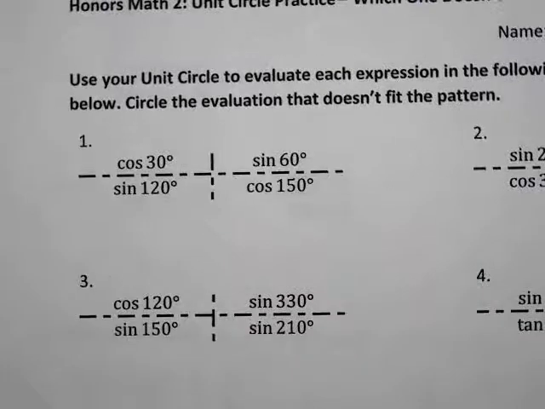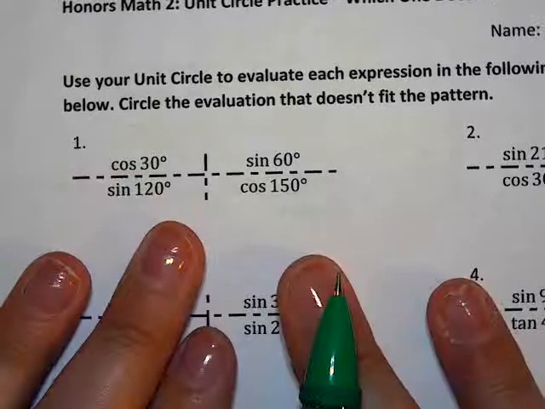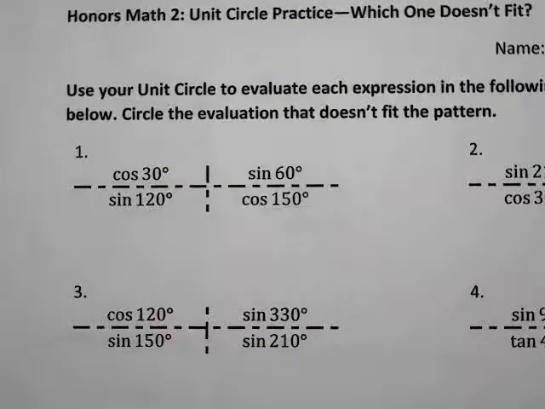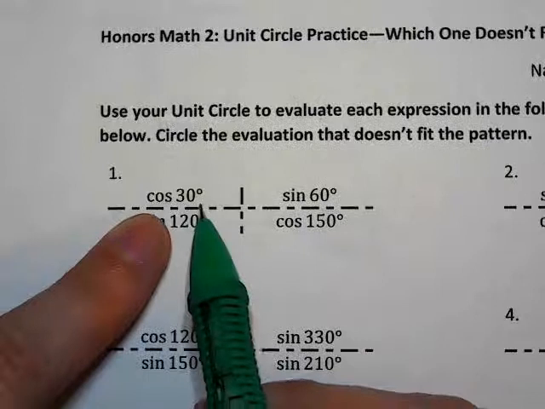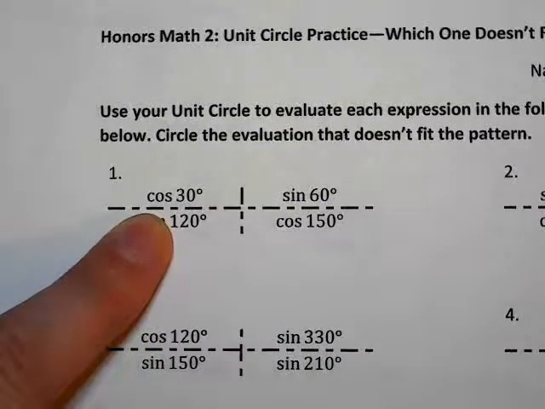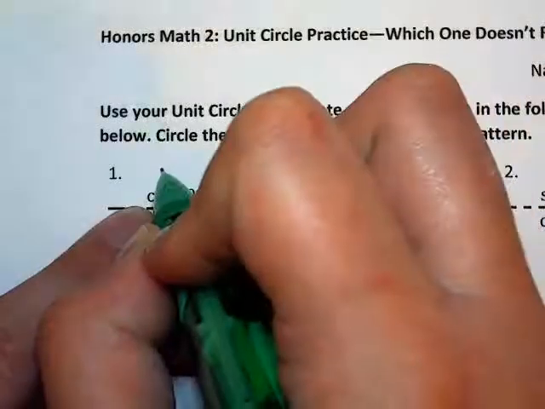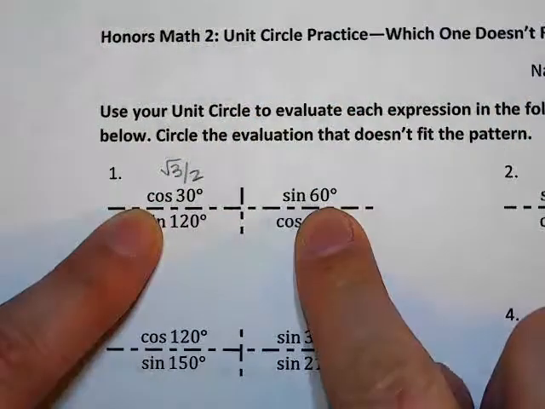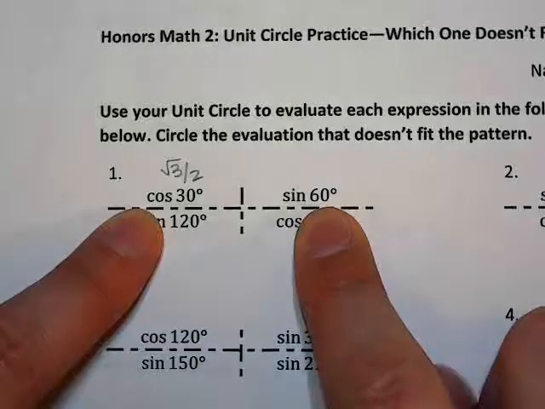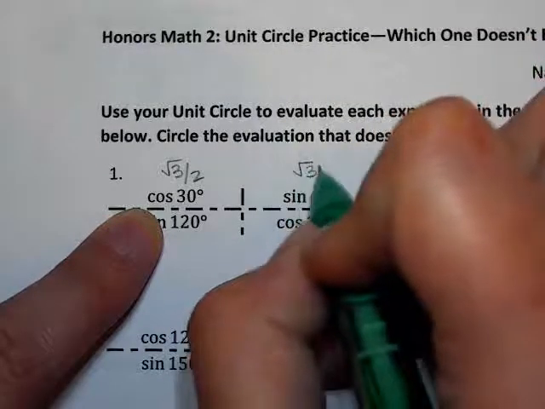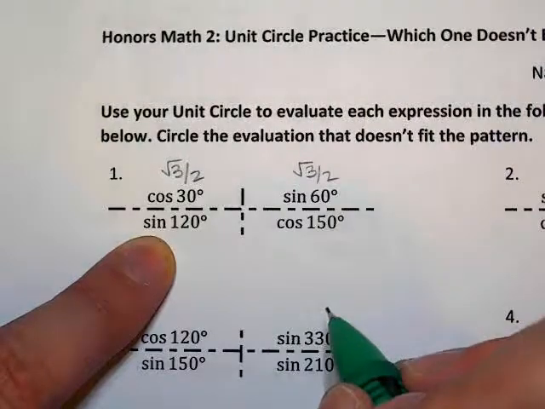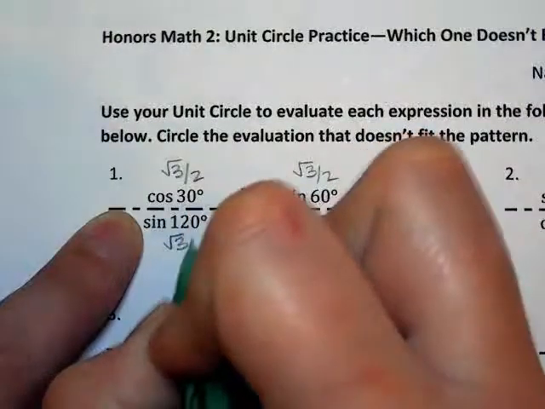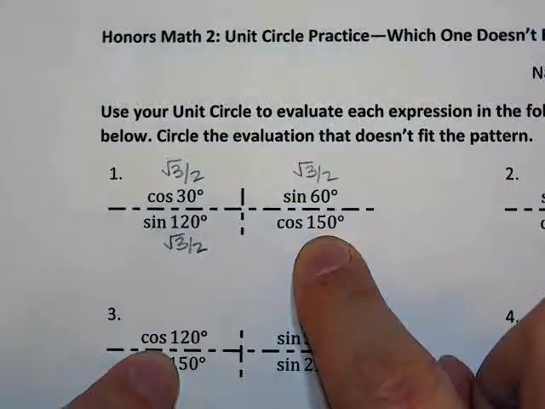So if we look at this one, what is cos 30? Not negative. Positive. It's root 3 over 2. Okay? What is sine 60? Root 3 over 2. What is sine 120? Okay. And then what is cos 150? Negative root 3 over 2. So if we look at this one, the odd man out is cos 150, and so this is the one we're going to circle as being the odd man out.